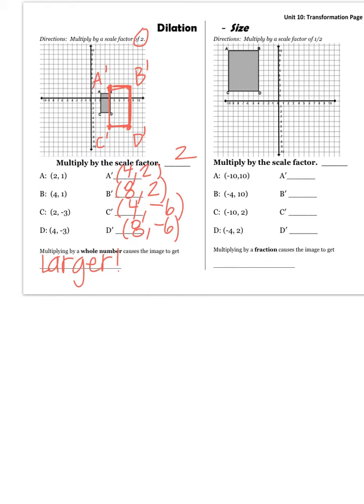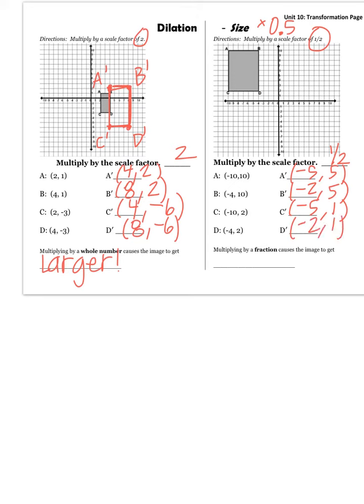Alright, next example. So we're multiplying by a scale factor of 1/2. Same thing as dividing by 2. You could always change that to a decimal and multiply by 0.5 if you had to. Alright, so half of negative 10 is negative 5. Half of 10 is 5. Half of negative 4 is negative 2. Half of 10 is 5. Negative 5, 1. And negative 2, 1.